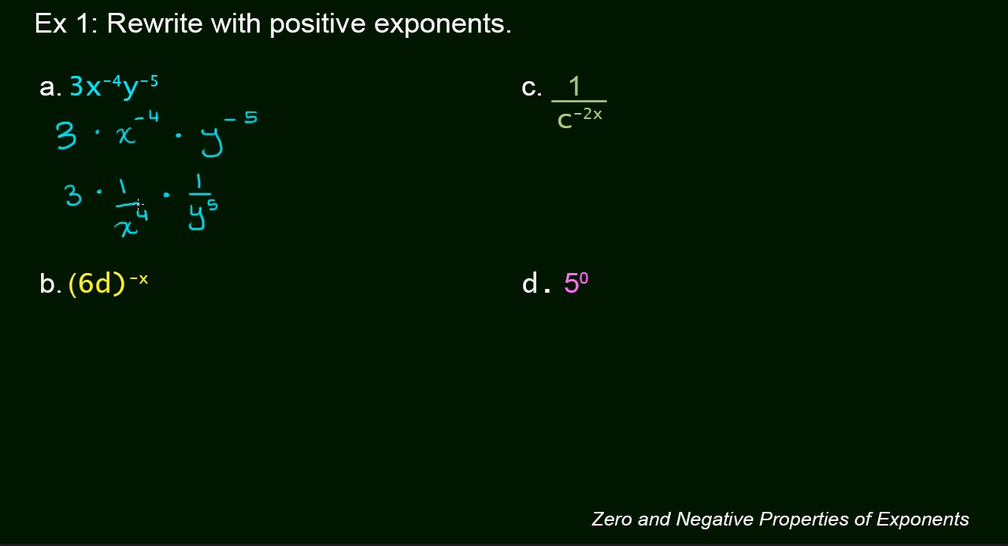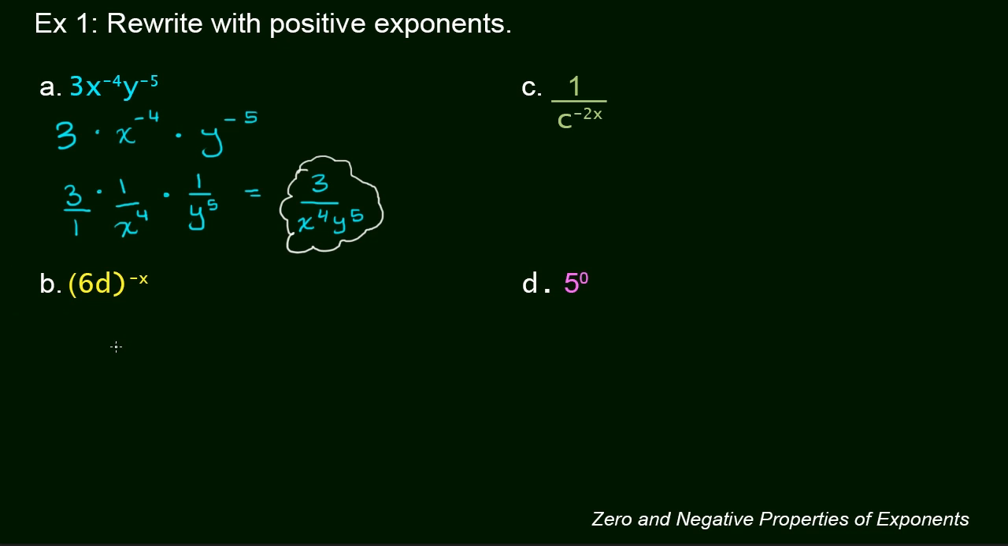Final step is to gather all of these terms together. So 3 times 1 times 1 is 3. This is over 1 times x to the 4th times y to the 5th, which is x to the 4th, y to the 5th.